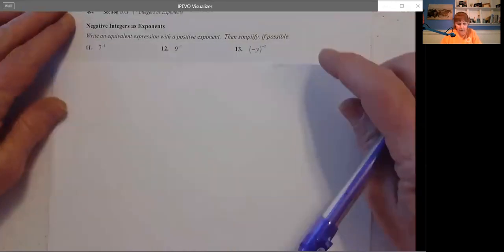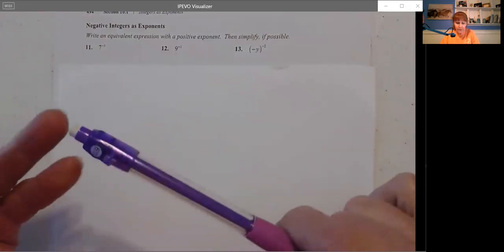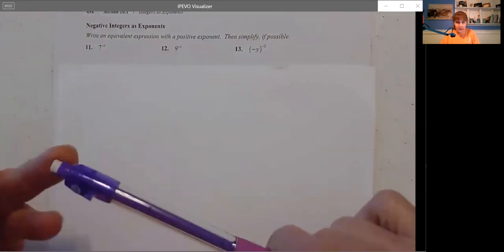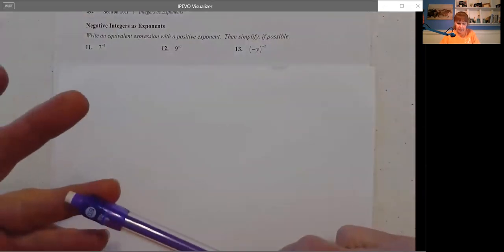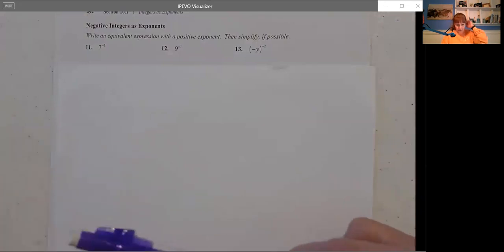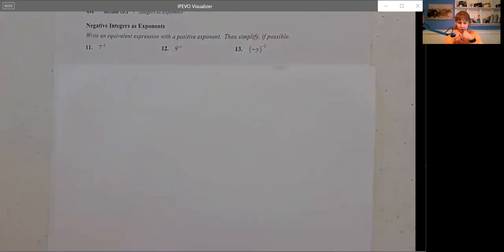All right, what we're going to look at are negative exponents now. So we talked about a 1 as an exponent. We talked about a 0. What happens if you have an exponent of 0? It's just 1. And now negative exponents. What do you do with a negative exponent? A negative exponent just means change the position.